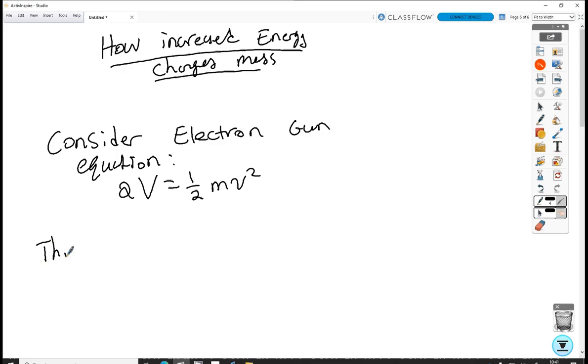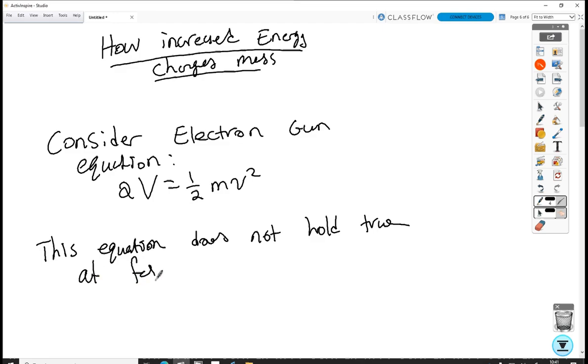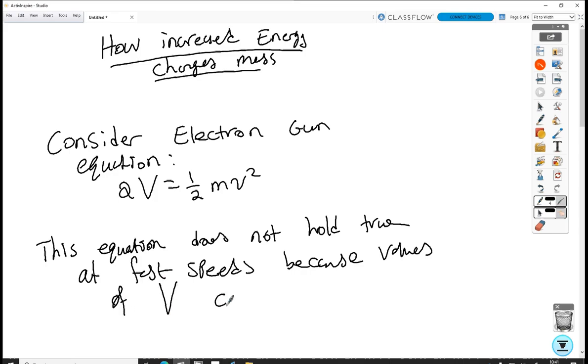So this equation does not hold true at fast speeds, because values of voltage can result in v greater than c.